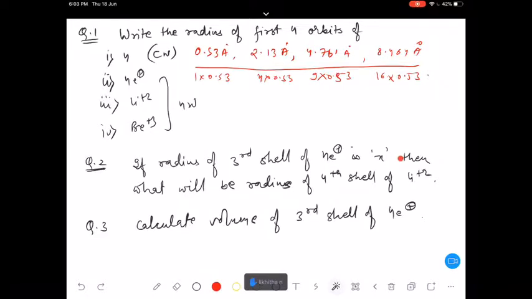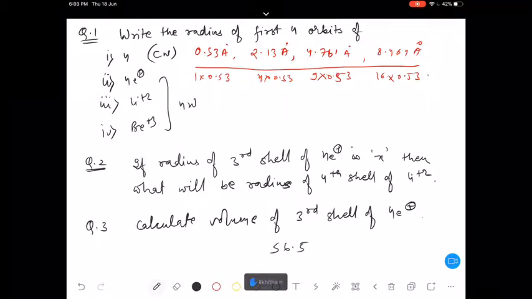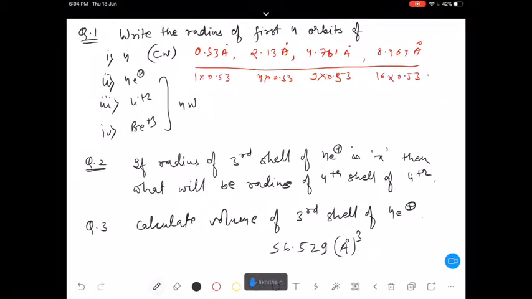Yes, Likita? Third one, I should solve? Okay, third one you are giving me the answer. Yes, 56.5, 5 to 9, angstrom cube. Okay, volume.